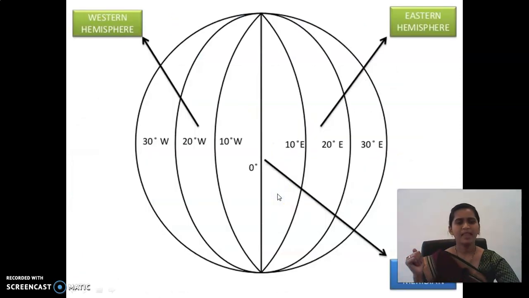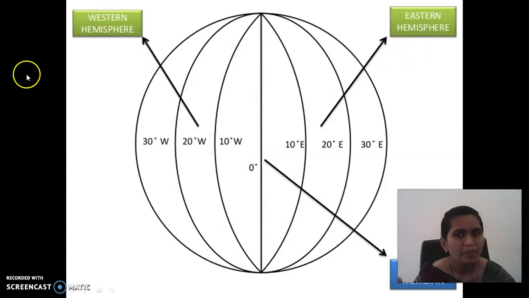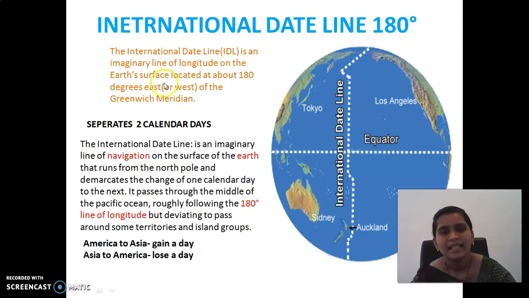Next, see here guys. As we already know, 0 degree longitude is the prime meridian. The prime meridian also divides the Earth into two equal halves: the eastern hemisphere and the western hemisphere. And next, here we can see the international date line.